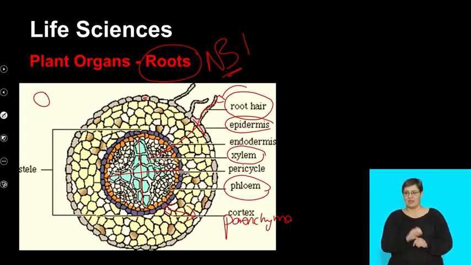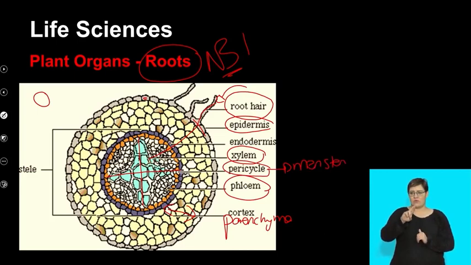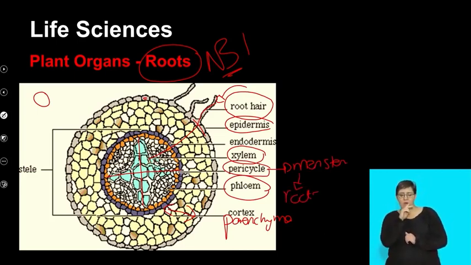What is a pericycle? It's a new word, but what is it actually? All right, it's meristematic tissue. Why? Because what does it do? It gives rise to lateral roots, grows outwards.